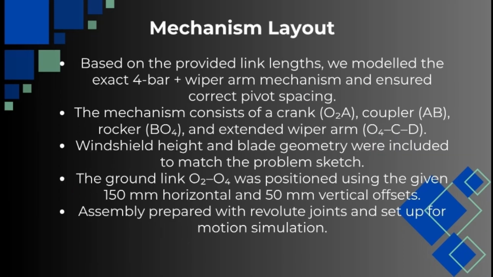Using this selected link length, we model the exact 4-bar plus wiper arm mechanism ensuring correct pivot spacing. The mechanism consists of a crank, coupler, rocker, and the extended wiper arm. We included windshield height and blade geometry to match the problem sketch. Ground link positioning follows the required horizontal and vertical offsets. The full assembly is prepared with revolute joints, ready for motion simulation.